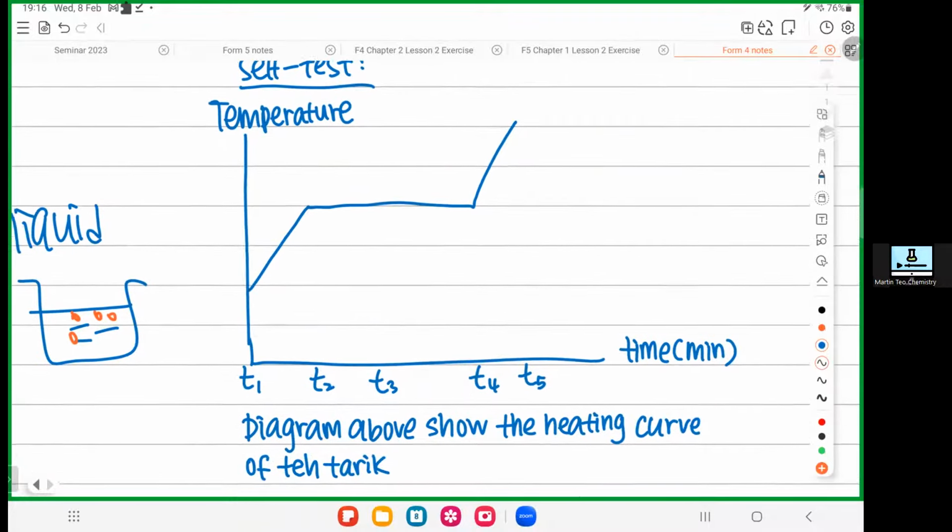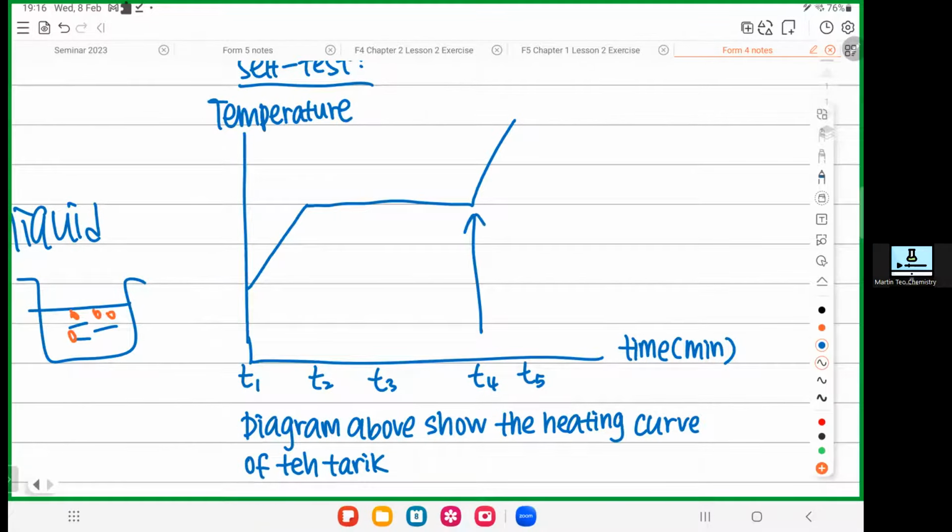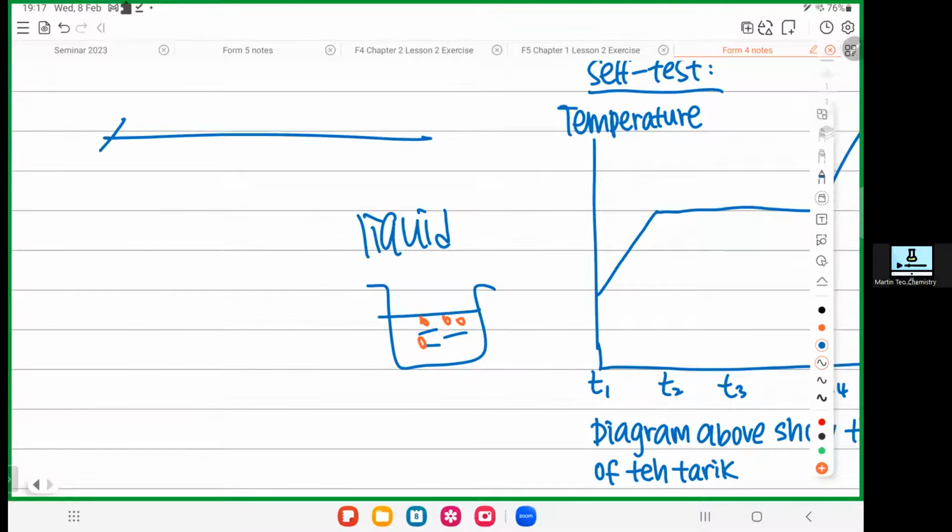Okay, so what about here at T4? What is it? T4. Okay, very good, Cecilia. Very good, Liling. So at T4, it's gas because at this point, boiling ends. Here, boiling started. Here, boiling ended. So it's always like this, a line, start and end.